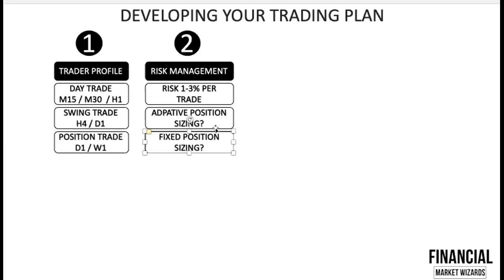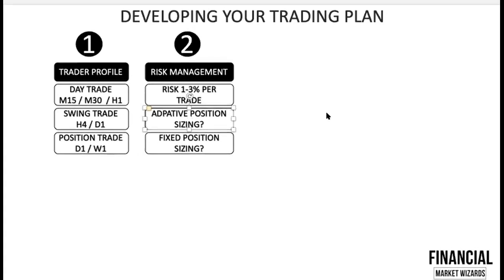But fixed position sizing is the fastest way, it is a better way to grow your account, in the sense that you are trading bigger. And when your stop loss is wider, you're still trading big. But if you are a beginner, we still recommend adaptive position sizing. So check out the other video.